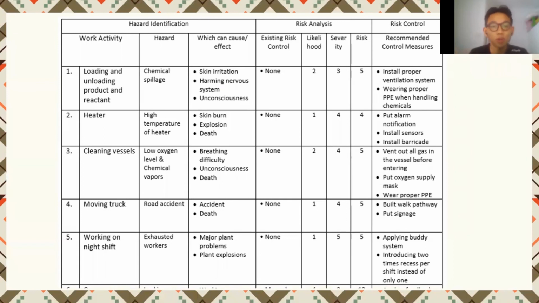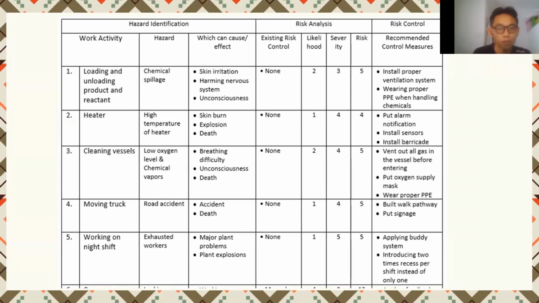From that, we proceed to the risk analysis, where we identify whether we have any existing risk control to prevent this problem. If none, then we proceed to the likelihood and severity, and we multiply those two using the likelihood and severity rating table, and we'll get a risk assessment. From the risk assessment, we can know what kind of recommended control measure we need to implement.